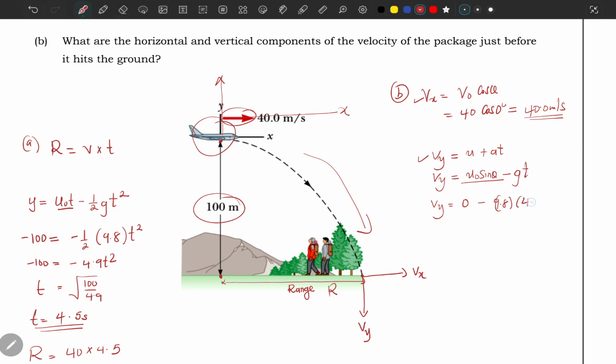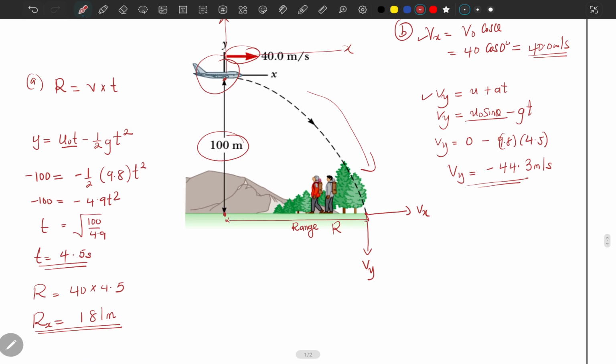So velocity in the y, I'm getting negative 44.1, I'll leave it to 1 decimal place, meters per second. You can tell this is negative, and this is very interesting because look at the arrow. The arrow is going down, meaning this part will be negative, but the x component is going in the positive direction of the x axis. So this completes the question.